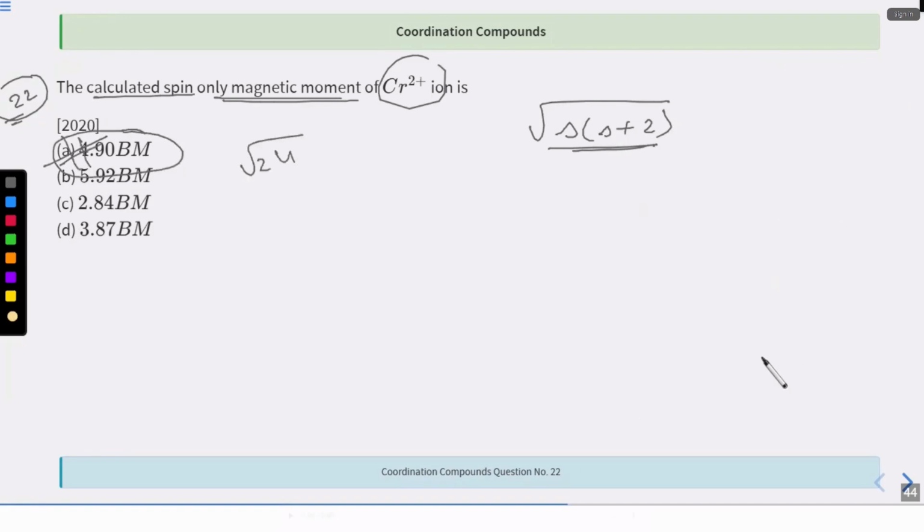You don't need to calculate root 24, please. For these kind of questions, you need to approximate it. Like we know that root 25 is equal to 5. So root 24 would be somewhere close to 5 only. So 4.9 is the nearest answer. So A is the right option.